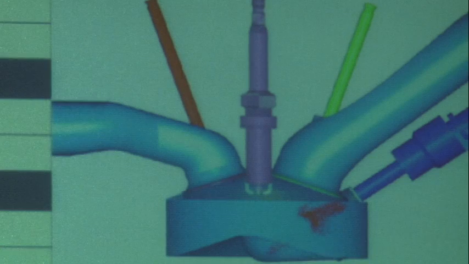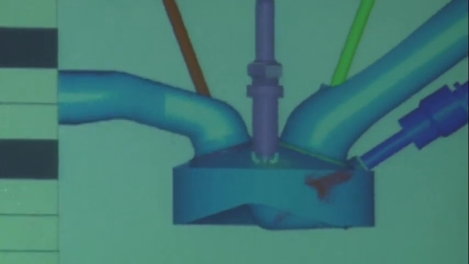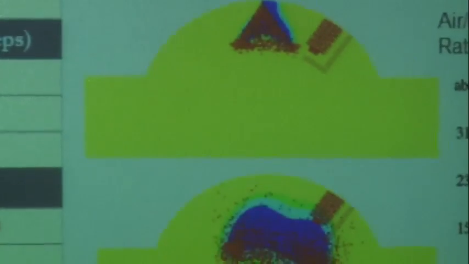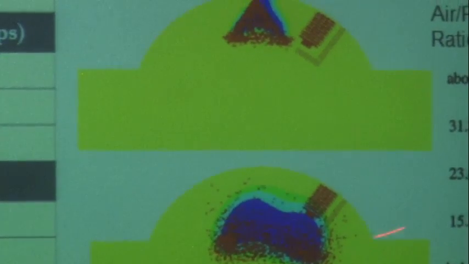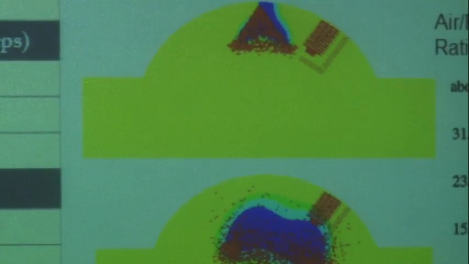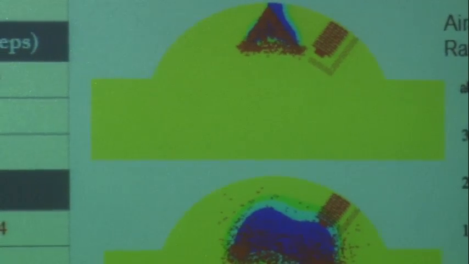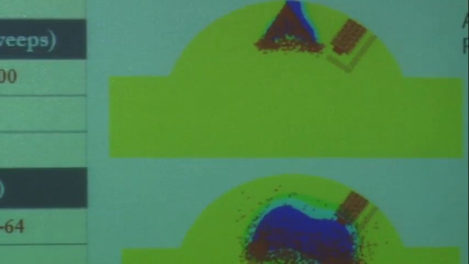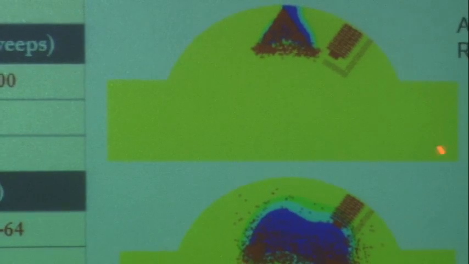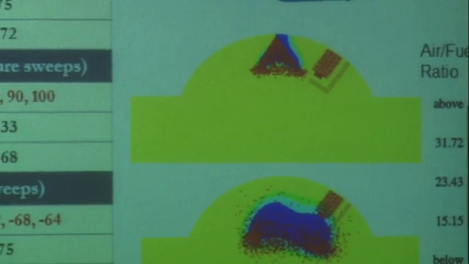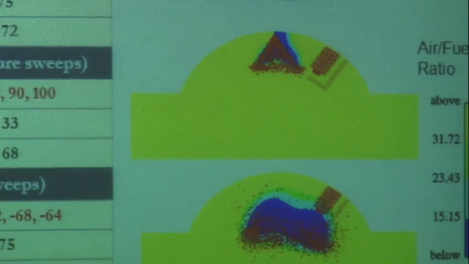Here's a case where the injector is actually at the center, and you want to make sure you spray past the spark plug in such a way that the equivalence ratios are suitable for ignition at the time of start of combustion. So these would be direct injected engines as opposed to the port fuel injected engine that I spoke about last time.